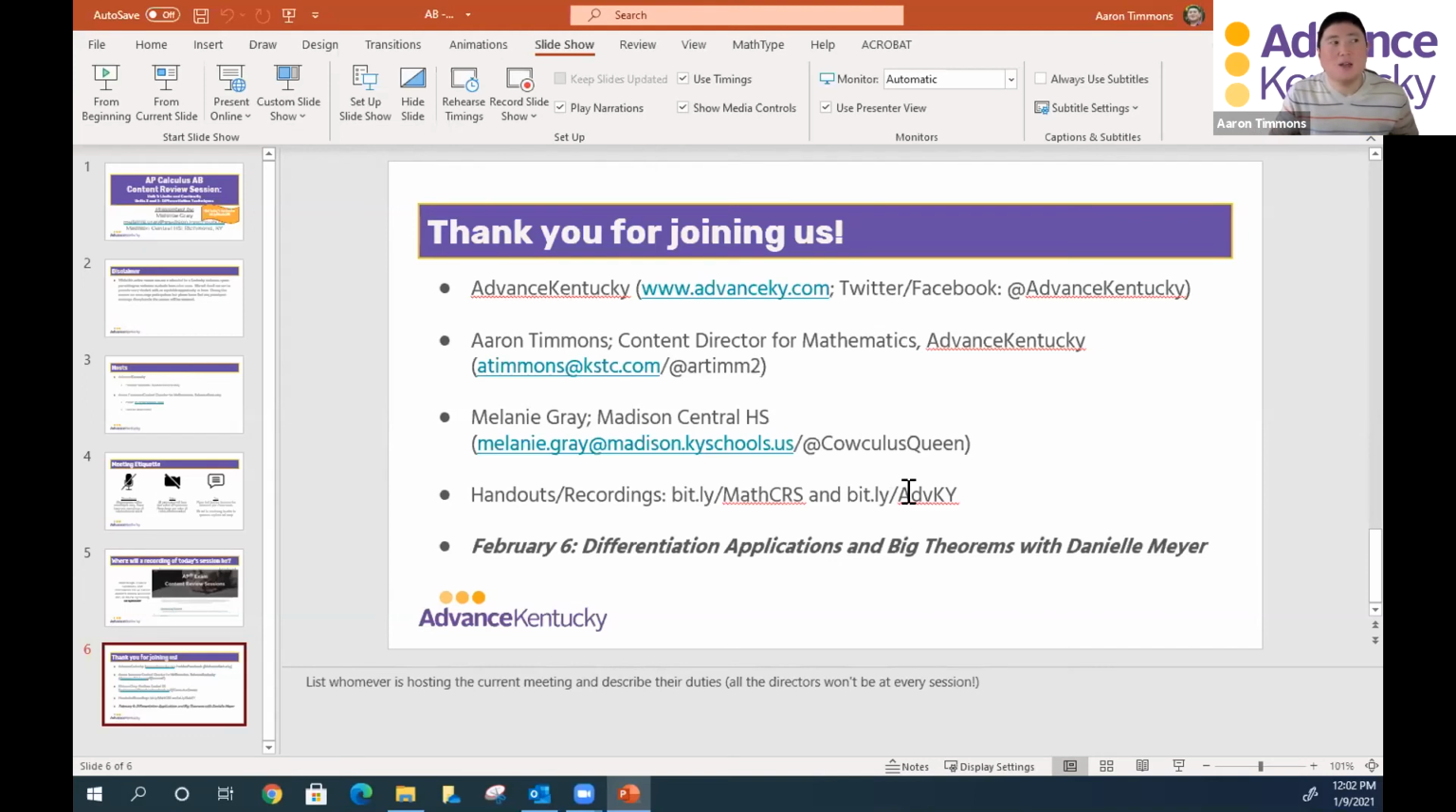Melanie touched on this earlier at the beginning, but the next session is February 6th. It will cover differentiation applications, which is unit 4, and then big theorems, which is a little bit of a hodgepodge, unit 5, along with picking up the end of unit 1. So Danielle Meyer will be covering assorted topics such as position, velocity, acceleration, related rates, local linearization, mean value theorem, extreme value theorem, intermediate value theorem.